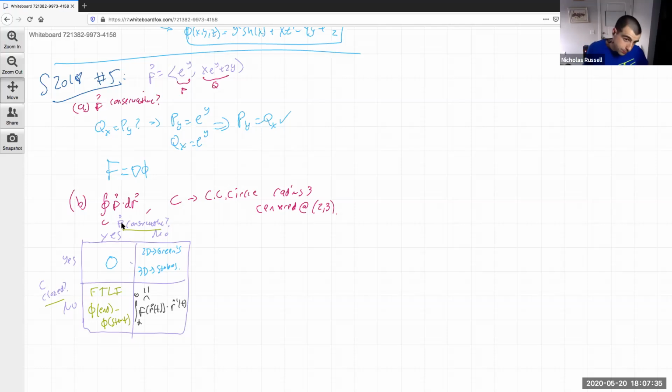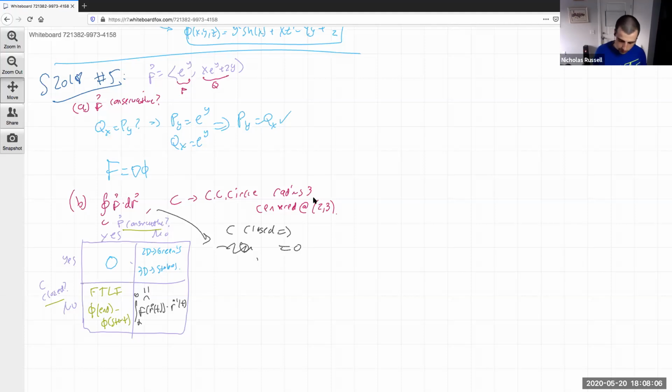So in this question, F is conservative. We have that. C is closed because it's a circle of radius 3. It's a complete circle of radius 3 centered at this point. And so therefore, the answer to this is 0. Done. That's really nice. No more for that problem. So you saw that C is closed, which implies that this is equal to 0. That's what I want to say there.